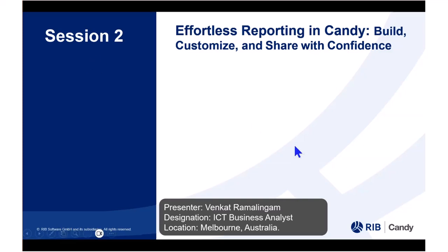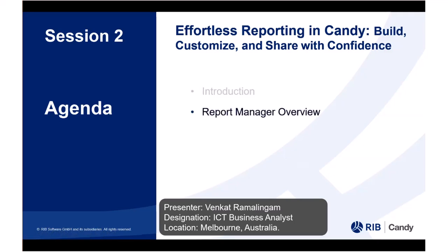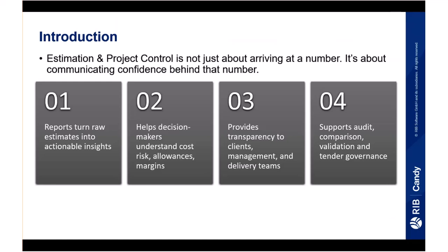And here is the agenda for today. We'll start with a brief introduction and then jump straight into the Candy system to look at the report manager overview to understand how it works with a few standard reports and see how we can customize reports, and finally how we can generate a PDF book with multiple reports using Candy PDF Writer. Let's get straight into it.